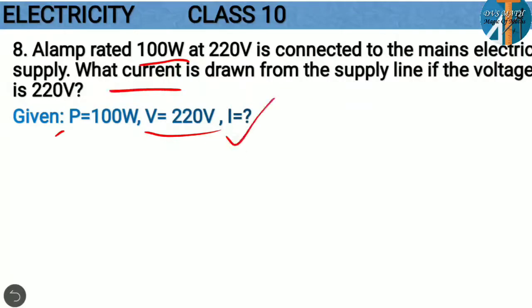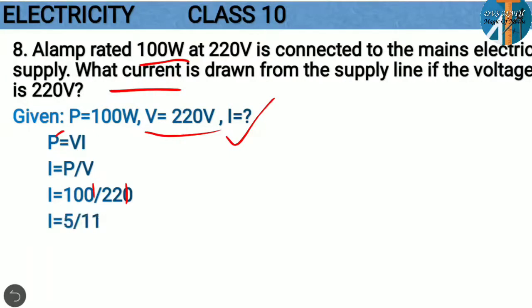So I. What is the formula related to power? V and I, that is P is equal to VI. Here we have to find I, so I is equal to P by V, that is 100 by 220. You can cancel 0 and 0, it becomes 10 by 22, or it can be simplified to 5 by 11. If you divide 5 by 11 you will get 0.45 ampere. So I is equal to 0.45 ampere.